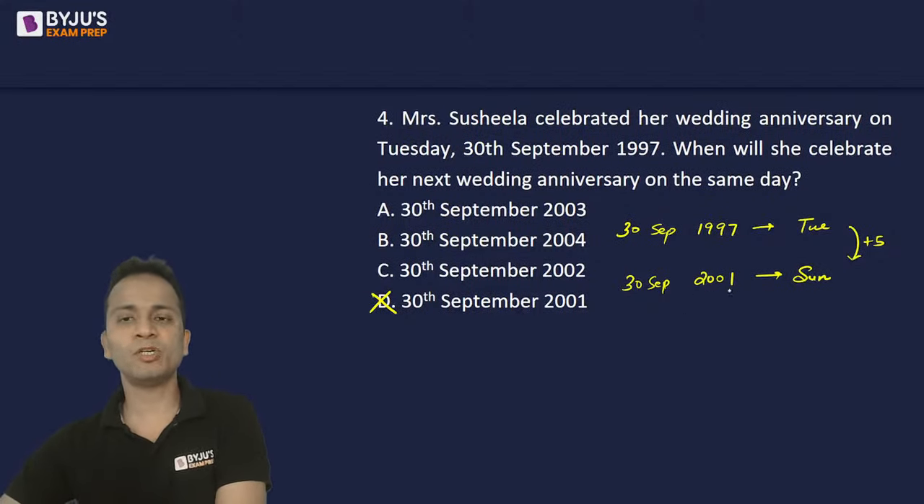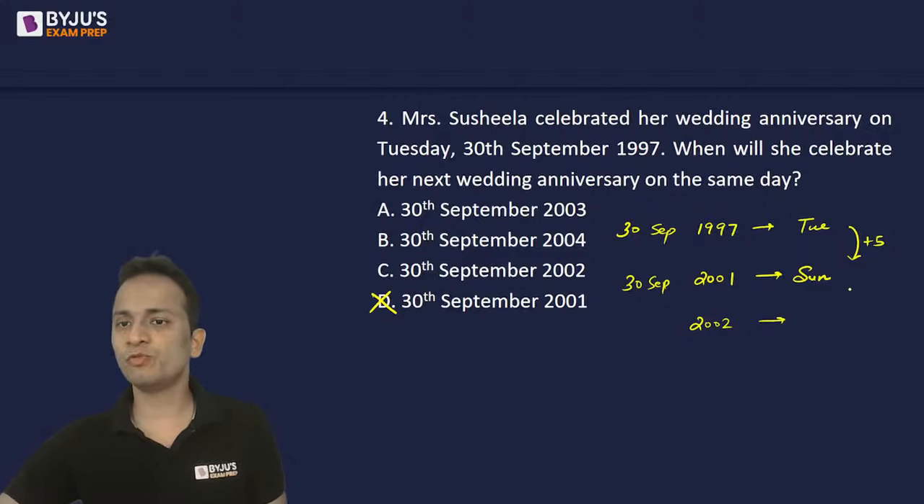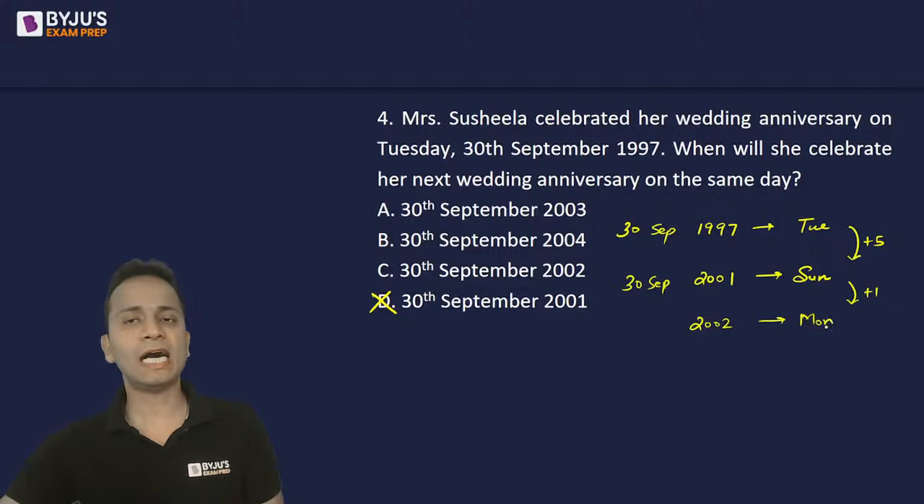So 30th September 2001 is a Sunday. 30th September 2002: 2002 is a normal year, so we will add 1. So Sunday plus 1 is a Monday. I will stop at a Tuesday. Okay, so keep adding.